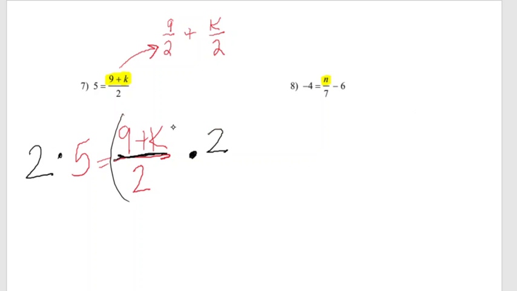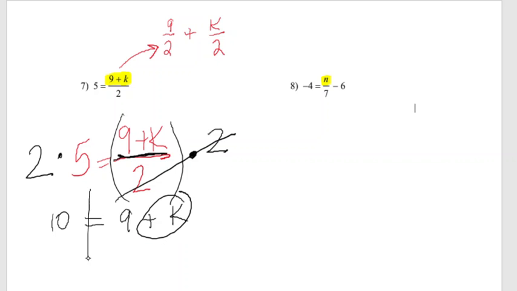So multiplying this whole side by 2 cancels the 2 on the bottom because divide by 2 and multiply by 2 are inverse operations, leaving me with just 2 times 5 is 10. 10 equals 9 plus k. Now I can solve for k by subtracting 9 from both sides. 9 minus 9 is 0, leaving me with k equals 1. So my solution is k equals 1.